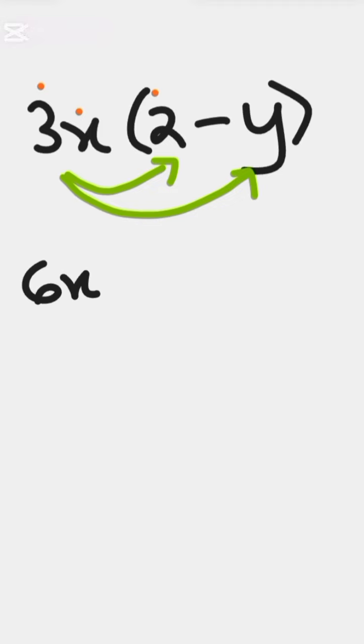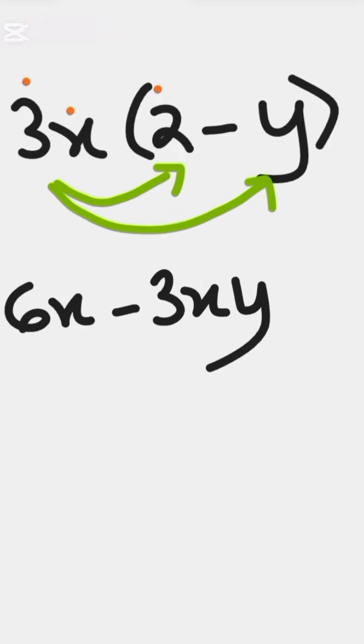So the 3x also multiplies the negative y. Take note, it multiplies negative y and that gives us negative 3xy. So the question is why negative 3xy?